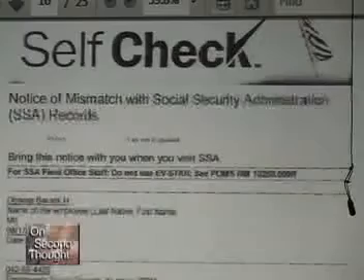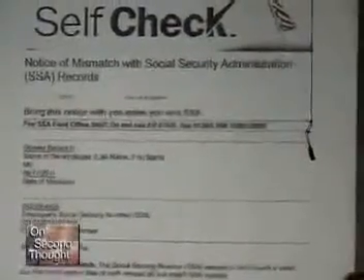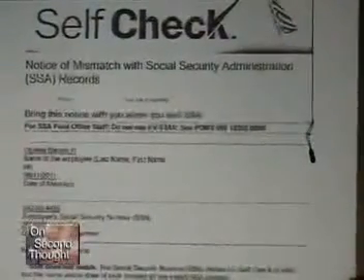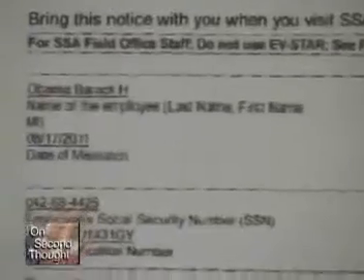Okay, is that the document that was attached to your affidavit? Yes. Is that E-Verify for Mr. Obama? Yes. And is that the social security number that was on Mr. Obama's tax returns, 042684425? Yes.